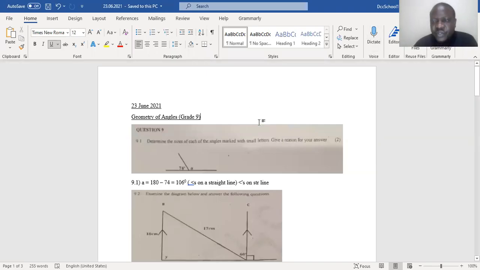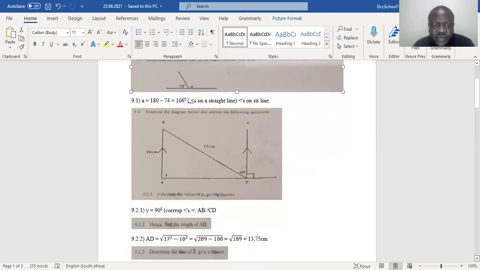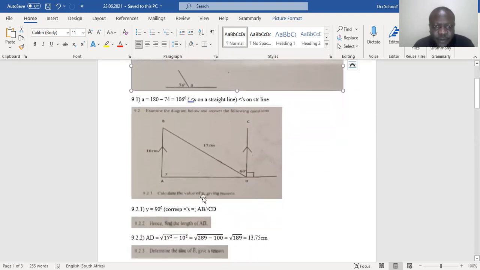Right, we are going to look at geometry of angles, a topic that is commonly in grade 9. Right, the first case scenario, we see a straight line here and an angle 74 degrees. For us to find A, we say A is equal to 180 minus 74, because angles on a straight line are supplementary. That means they are equal to 180 degrees. So for us to get A, we say 180 minus the given angle.